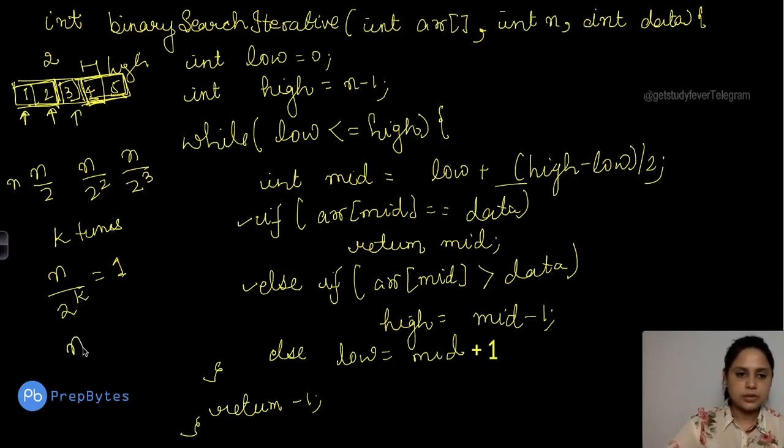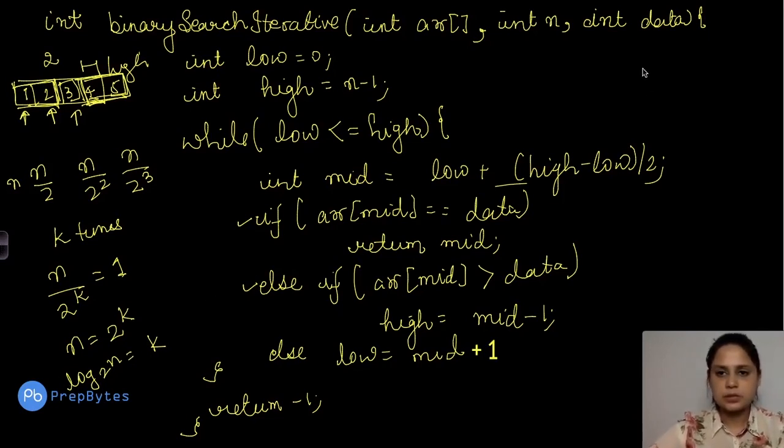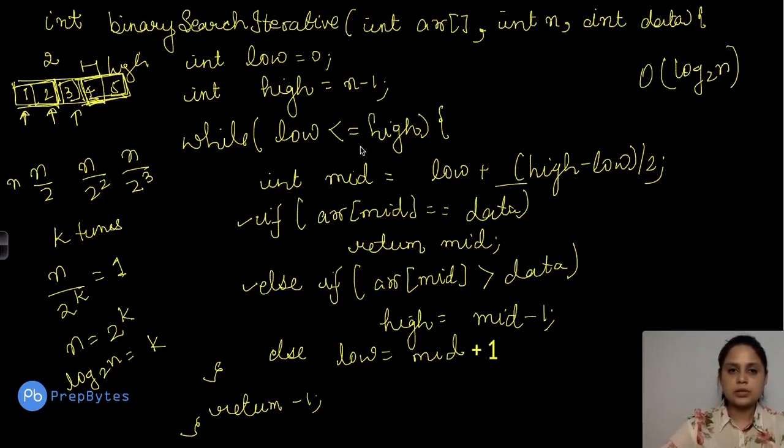Okay, let's try and solve this. n is equal to 2 to the power k. Let's take log on both sides. So this gives me k equal to log n. So this is going to be the time complexity. The time complexity of this approach is O of log n. This is the worst case time complexity.